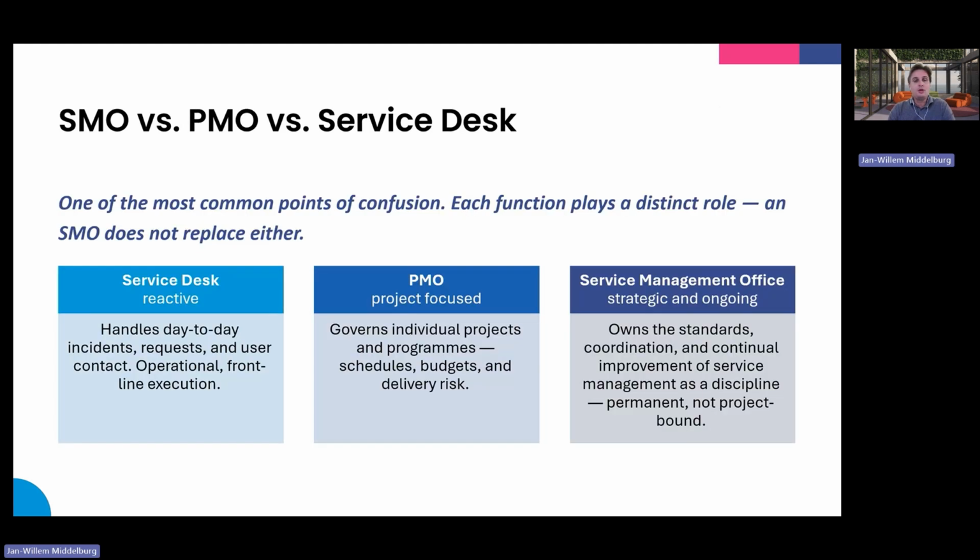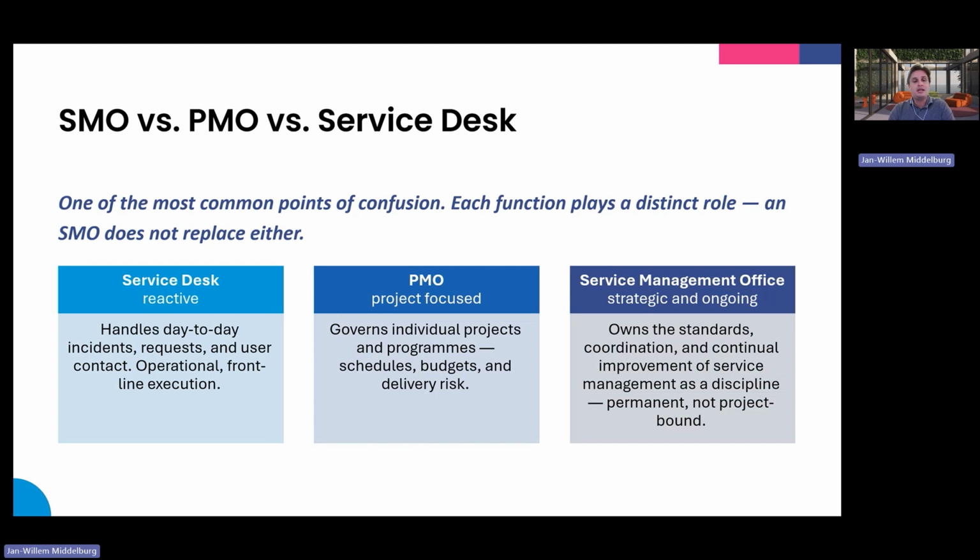Good. So now that we know a little bit about that, let's look at some of the key differences, because I know there's a lot of misconceptions between the role of an SMO, a PMO, which stands for Project Management Office, and the traditional service desk. And I hope that you slowly start to see that these are really distinctly different things with different functions.